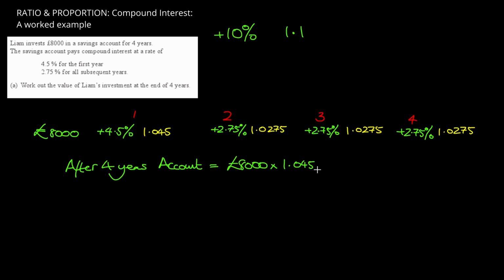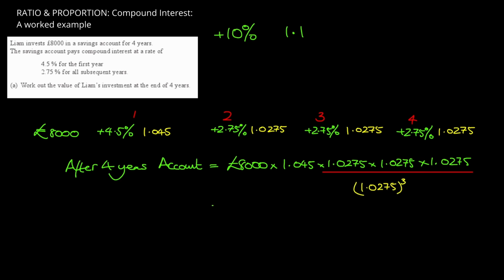So I can say that after 4 years, the account is equal to £8,000 multiplied by 1.045. Then it's multiplied by 1.0275. Then it's multiplied by 1.0275. And then it's multiplied again by 1.0275. Notice here, because we've got a repeated number, we could have expressed that as 1.0275 cubed. And that's what I'm going to use when I calculate my answer now.